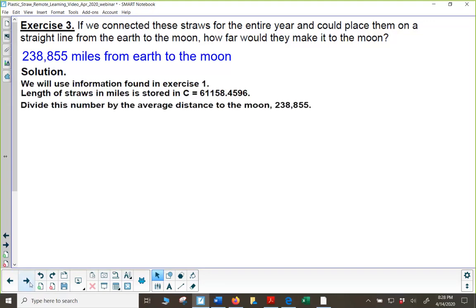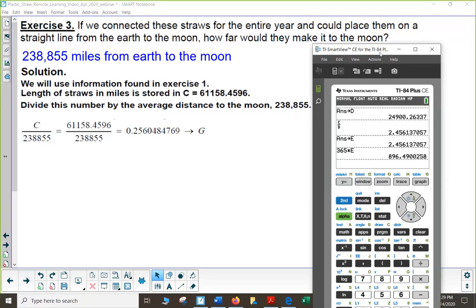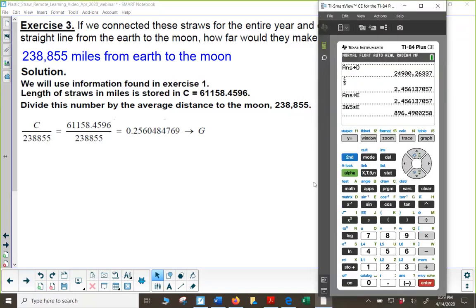And we need to divide this number by the average distance to the moon, and I think this is per day, I think. This is how many miles per day, okay? So we need to divide that. So I'm going to go ahead and take whatever in C and divide it by this distance here. I already did it, but let me just do it with the calculator so people can see that as well. I'm going to go ahead and press clear just to get a clear screen here.